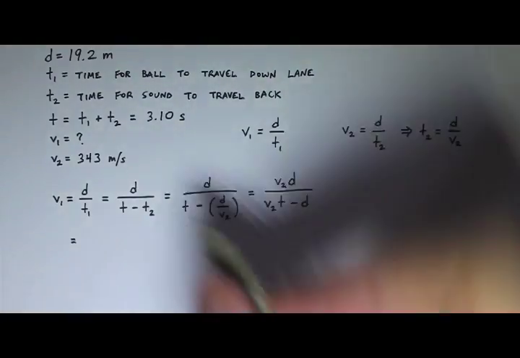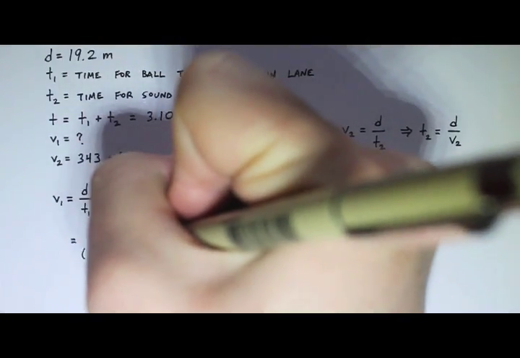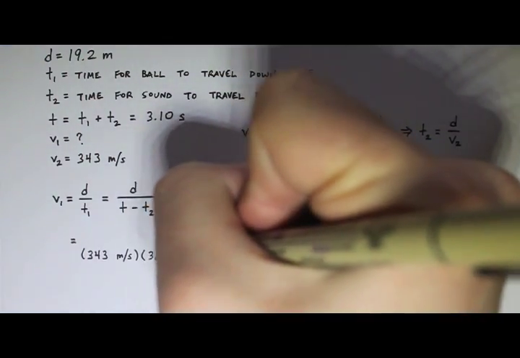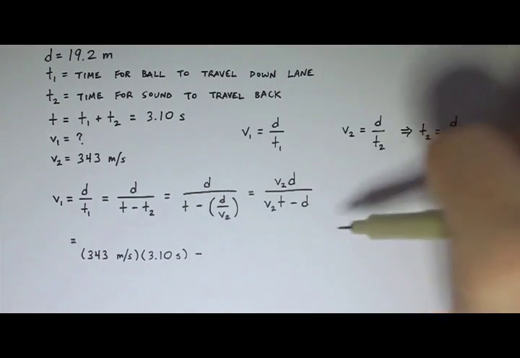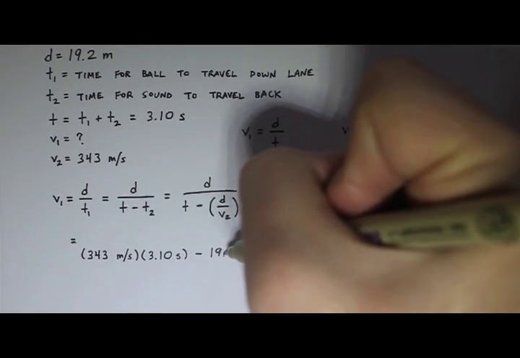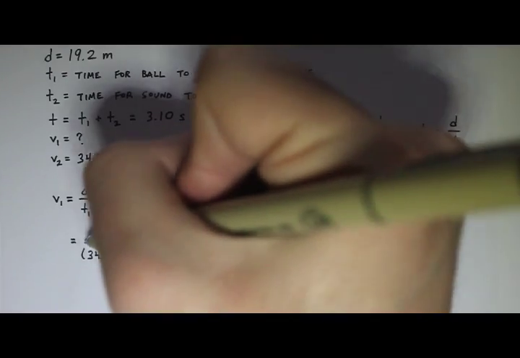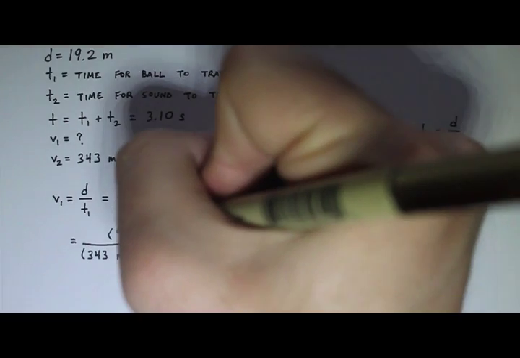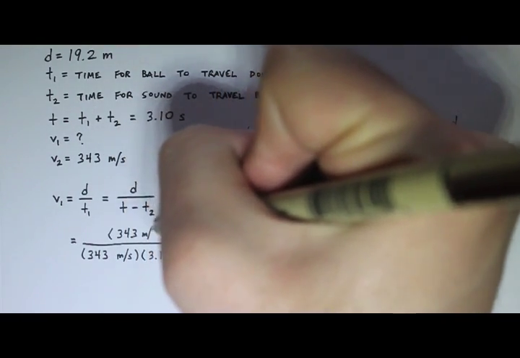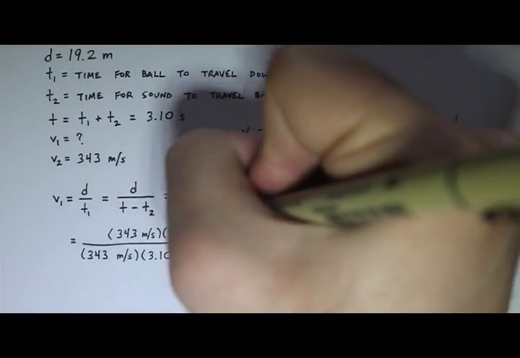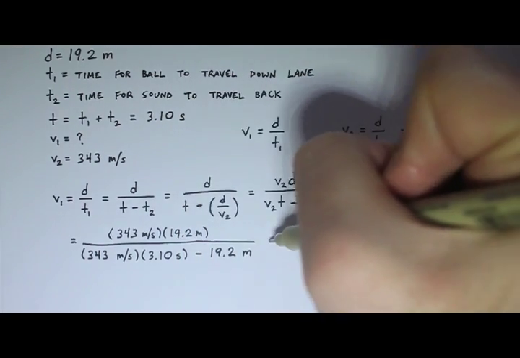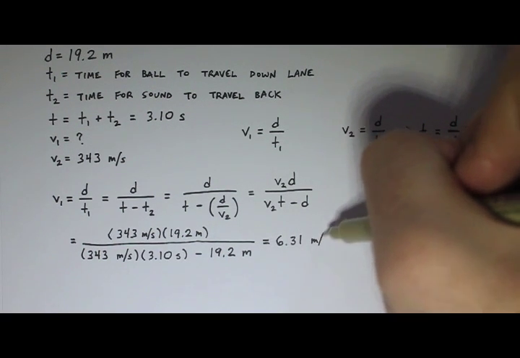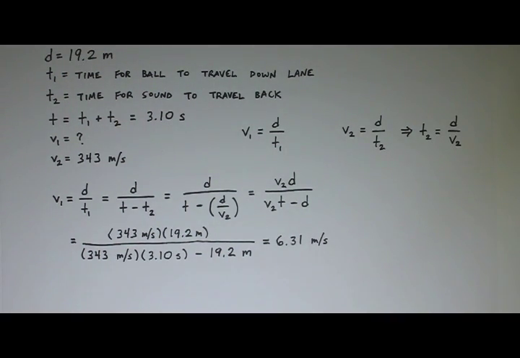Okay, so V2, that's 343 meters per second. And then the total time is 3.10 seconds, minus the distance, 19.2 meters. That's my denominator. And then my numerator, V2 is 343 meters per second, and the distance is 19.2 meters. And if you do this on the calculator, you end up getting 6.31 meters per second. And that is the speed of the ball.